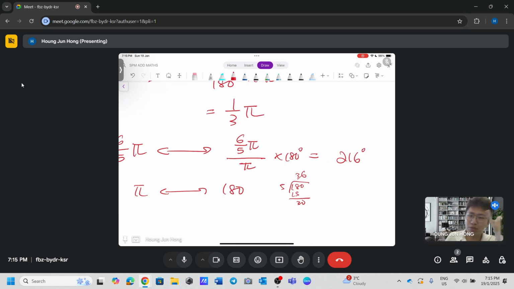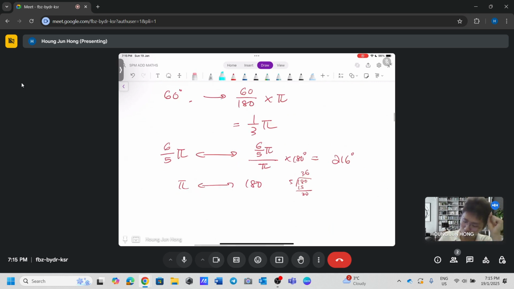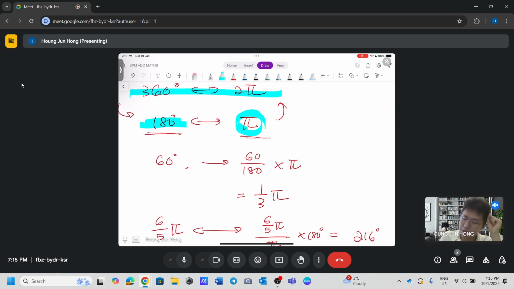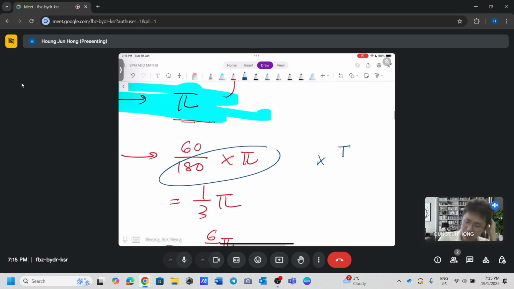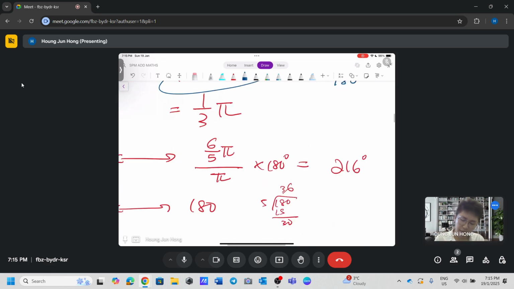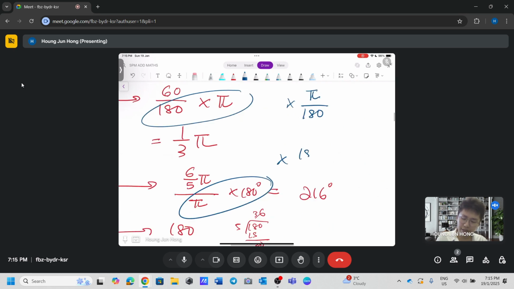So again, I want to keep this really simple. Basically, just remember that you have a ratio. I usually prefer 180 degree to pi. So you only have two choices. Either you multiply pi, divide by 180, or you divide by pi, multiply by 180. I hope you can see this. It's just a matter of inversing them. Either you times pi first, then you divide by 180 degree, or you times 180 degree first, you divide by pi. It's just a matter of which one you are doing first.